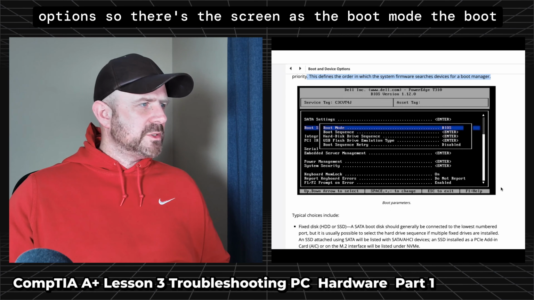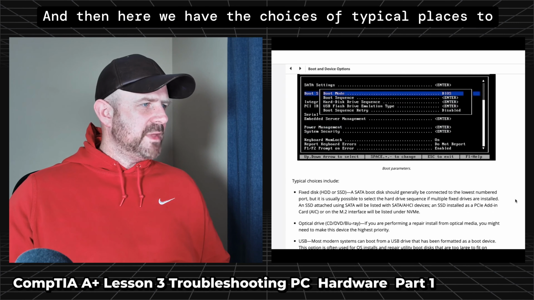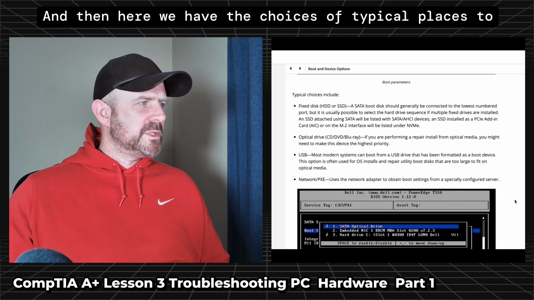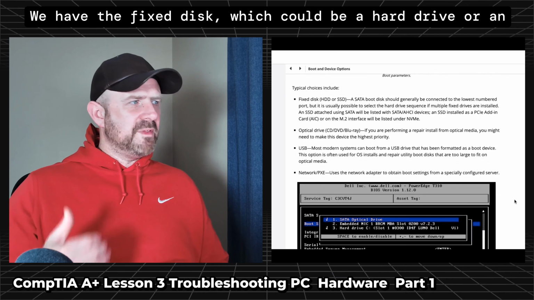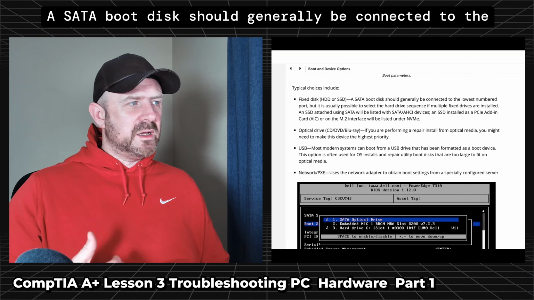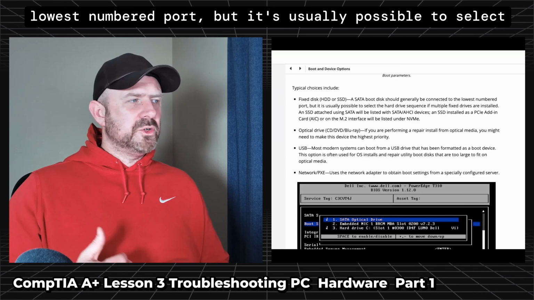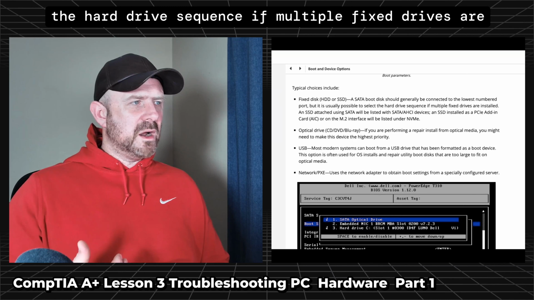So here are some options. There's the screen with the boot mode and the boot sequence. And then here we have the choices of typical places to boot from. We have the fixed disk, which could be a hard drive or an SSD. A SATA boot disk should generally be connected to the lowest numbered port, but it's usually possible to select the hard drive sequence if multiple fixed drives are installed.